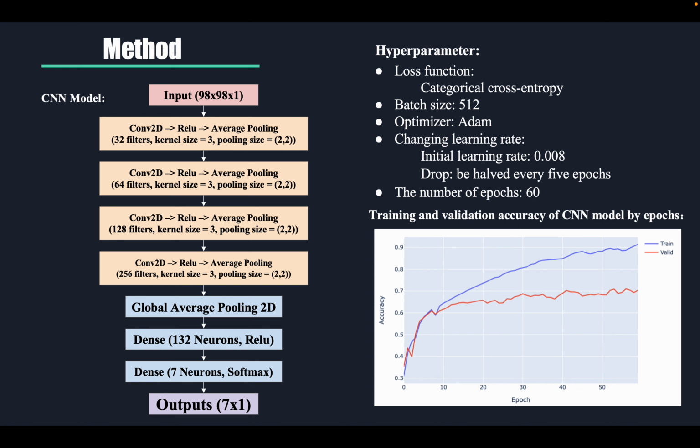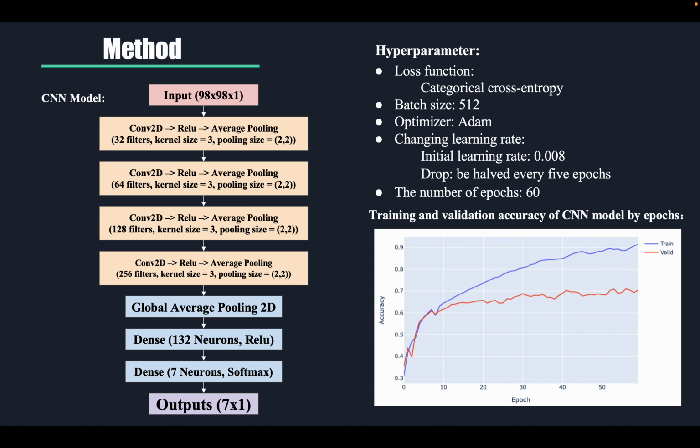During the training process, we use categorical cross-entropy as the loss function, and use the Adam optimizer with a learning rate that changes dynamically with the current epoch. Specifically, the initial learning rate is 0.008 and will be halved every 5 epochs.